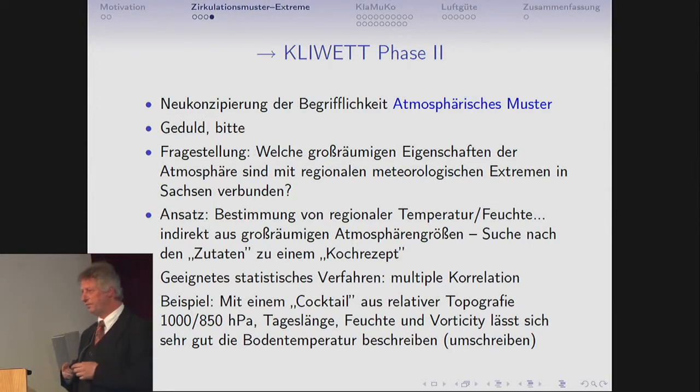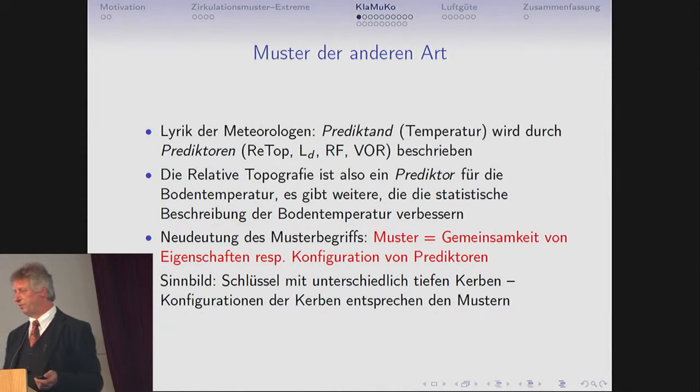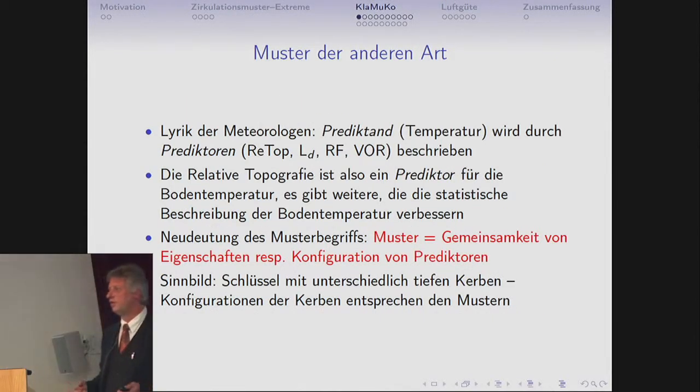So the statistical process that we use for this is the multiple correlation. So we make a cocktail like this with four different parameters, the duration of the day, humidity, vorticity, and the air pressure, atmospheric pressure, and with this cocktail of the different parameters, we can describe the soil temperature. And this is what we want to use the multiple correlation for. We have different parameters, and we look how we can describe a local parameter by a mixture of these different parameters. So these are different kinds of patterns.